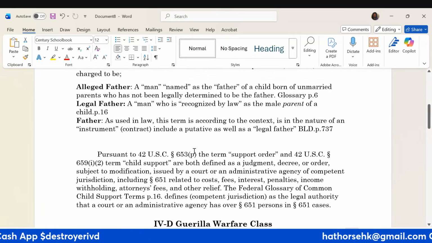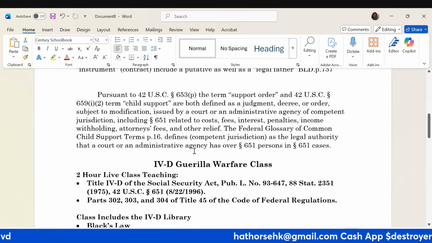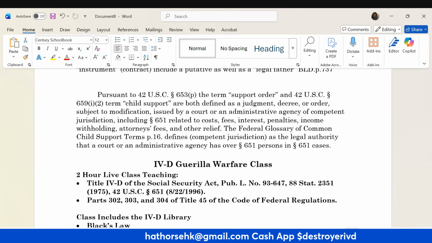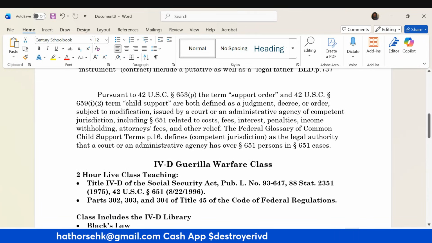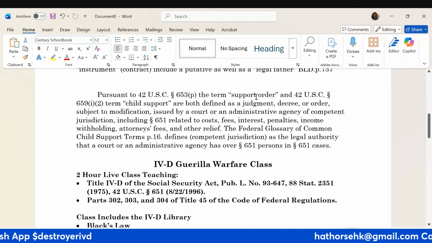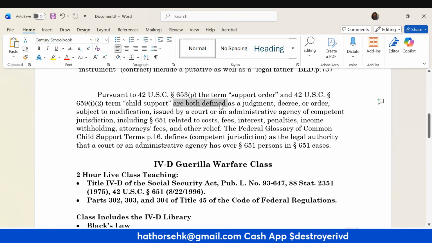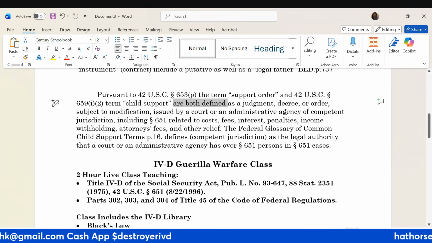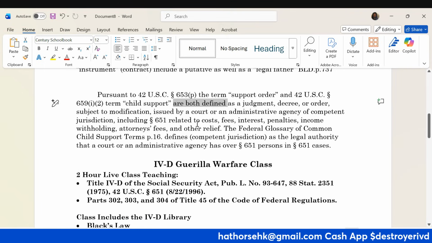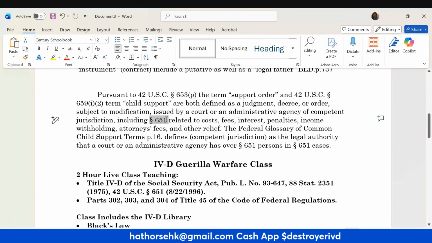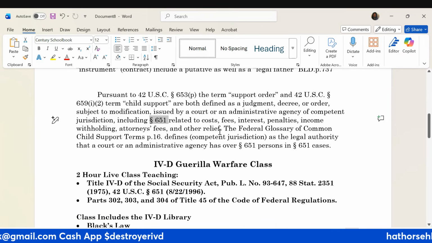So basically, this is what a child support order is. The term child support order in 42 U.S.C. The term child support order and child support are both defined as a judgment, decree, or order subject to modification issued by a court or administrative agency of competent jurisdiction, including 651 related costs. 651 is what? Title 4D of the Act. Fees, interest, penalties, income withholding, attorney's fees, and other relief.